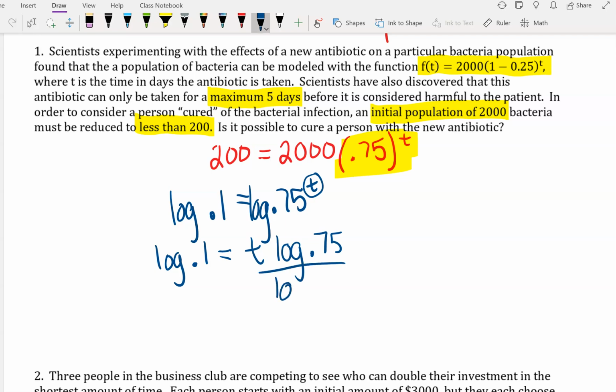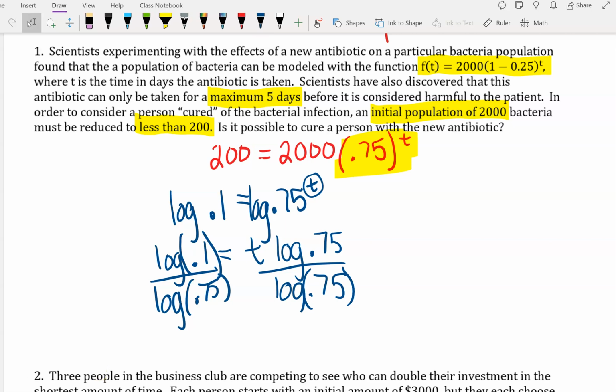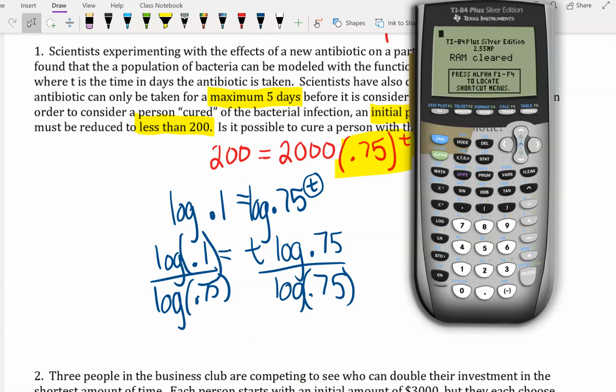So now I'm going to divide away the log of 0.75. Divide that on both sides. Log of 0.75. I should be writing it in parentheses like that. Now I'm going to type that into my calculator to solve.